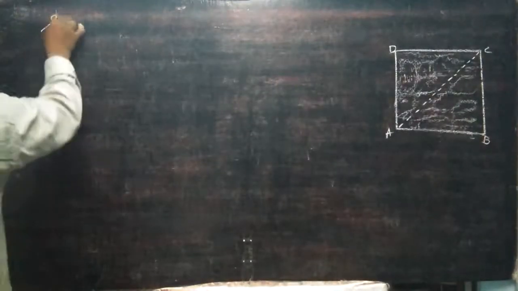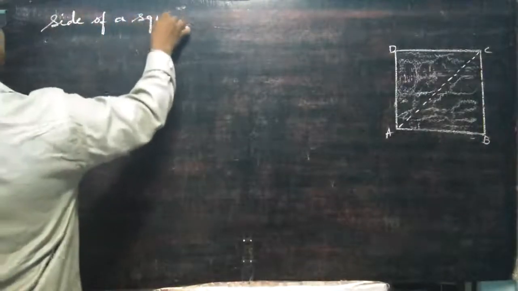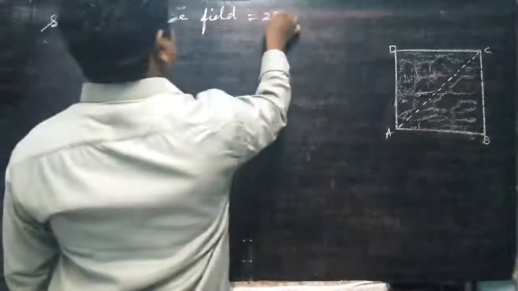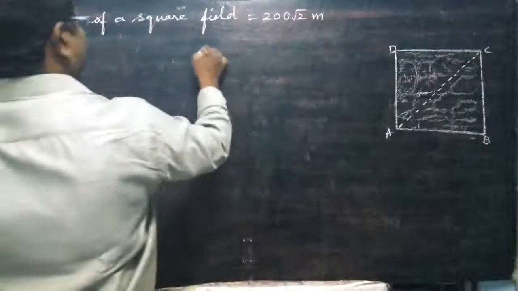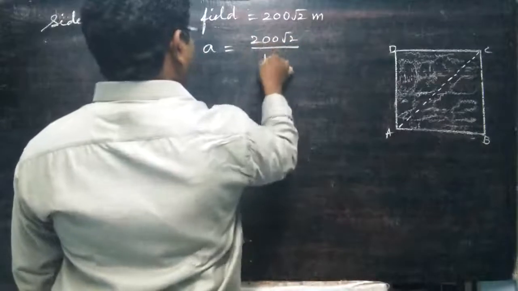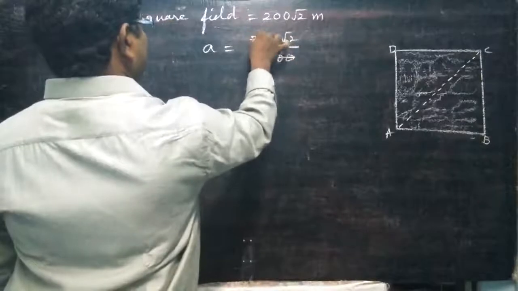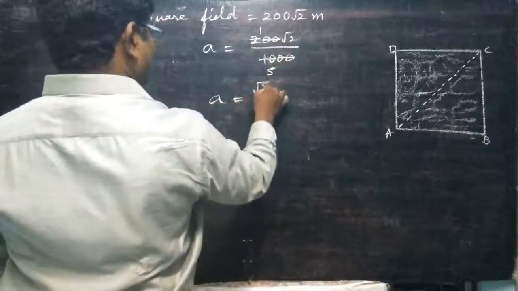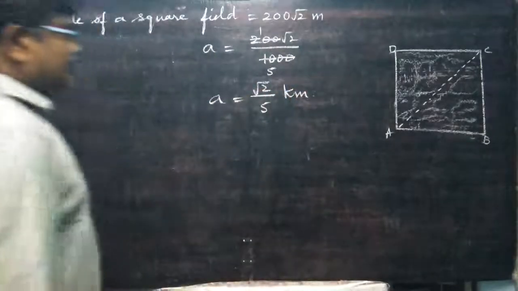Now we have the side of a square field. How much do we have? 200 root 2 meters. Convert into kilometers. So A is equal to 200 root 2 by 1000, since 1 kilometer is equal to 1000 meters. 2 zeros get cancelled, 2 ones are 2, 2 fives are 10. So A is equal to root 2 by 5 kilometers. Are you able to follow?